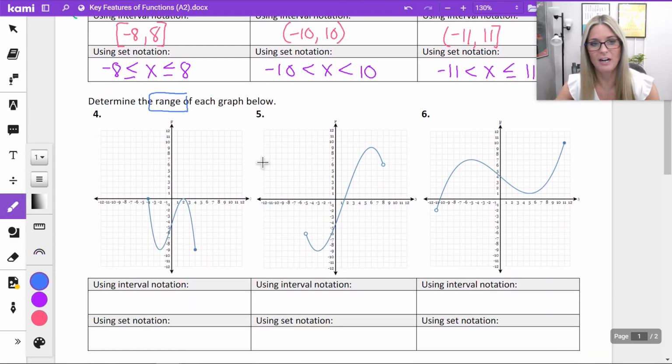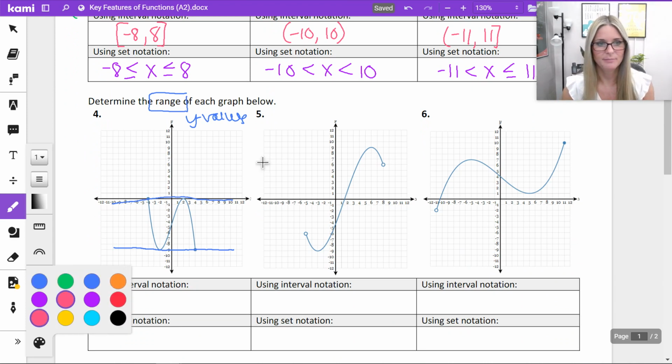Determine the range of each graph below. We're looking at the y values, up and down. How low does it go to how high? So our first graph, switch your brain. We're looking at our y-axis. How low does it go? Way down here at -9. How high does it go? 0. You see that? Okay, interval notation.